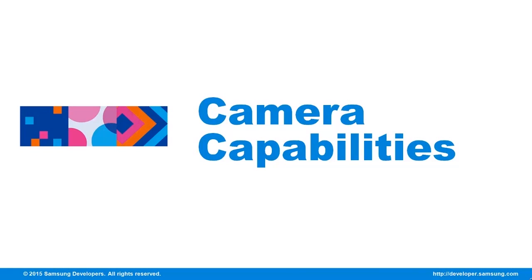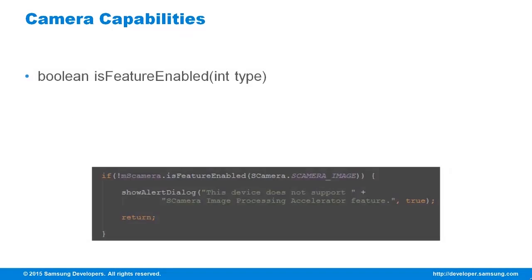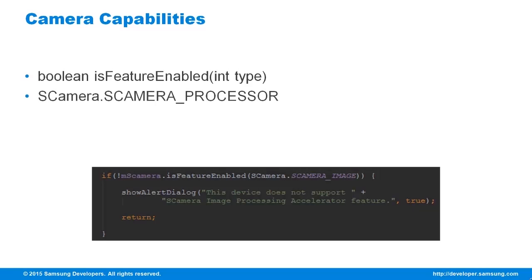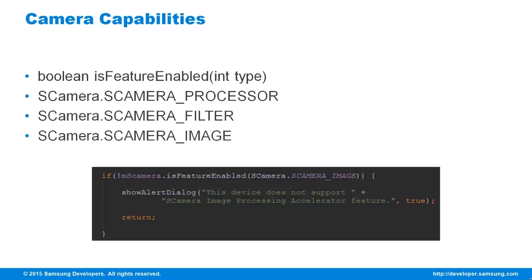Camera SDK brings several features into your applications. With that, it's best to check their availability first. To do that, the isFeatureEnabled method is used. This returns a Boolean value depending on the accessibility of the feature. The parameter needed when calling the method is only the feature type. The feature types defined in the camera class are the following: S-Camera Processor for the availability of the S-Camera Processor, S-Camera Filter for checking the filters, and lastly, S-Camera Image for image processing.